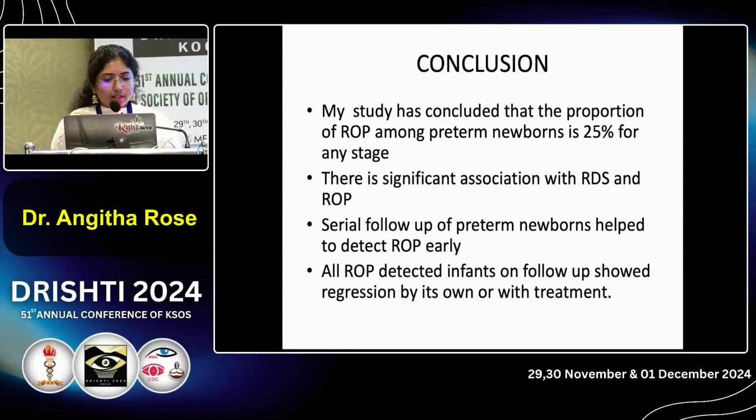Conclusion. My study has concluded that the proportion of ROP among preterm newborns is 25% for any stage. There is a significant association between RDS and ROP. Serial follow-up of preterm newborns helps to detect ROP early. All ROP-detected infants on follow-up showed regression, by itself or with treatment.